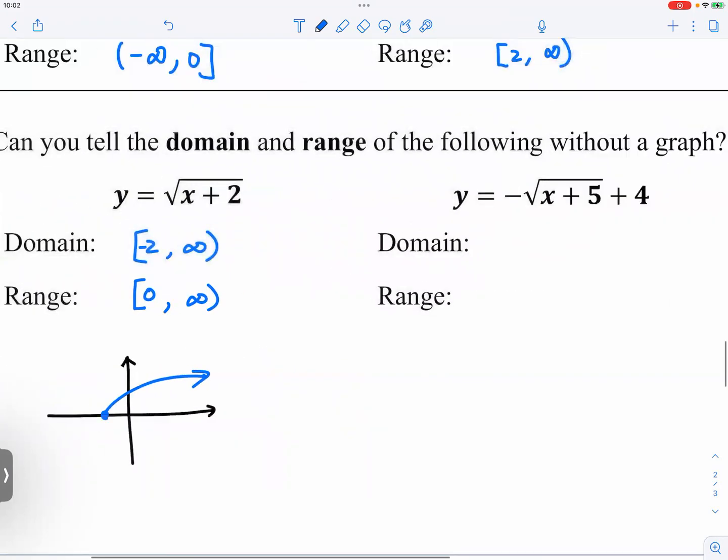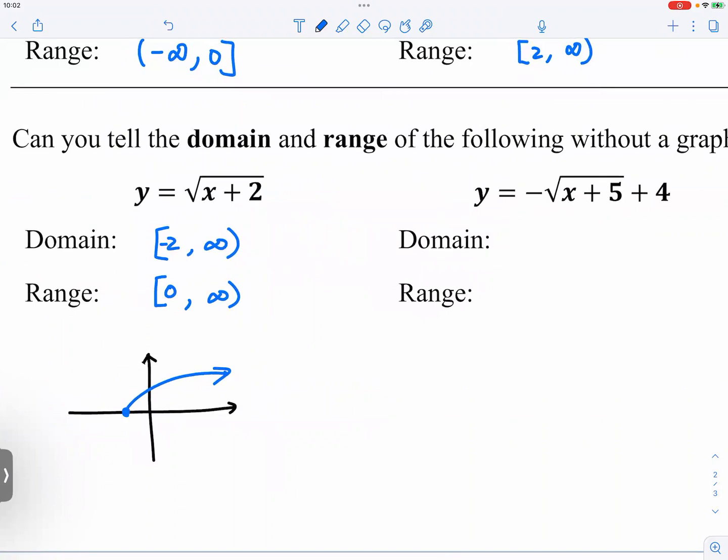And then you look at the next question, okay? We do the same thing right here. So we're like, yeah, what about this graph? Well, it's moving to the left 5 units and up 4 units. So left 5, up 4. And then there's a minus. That means it's going to reflect over the x-axis, meaning that it's going to go down. Now, how does it go down? I don't know, but it's going to go down.